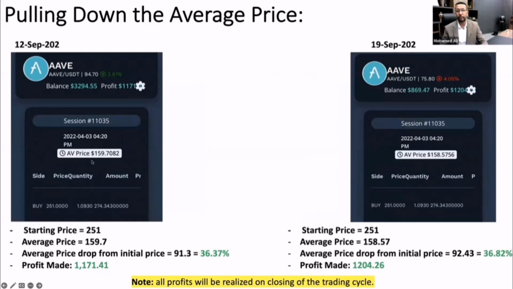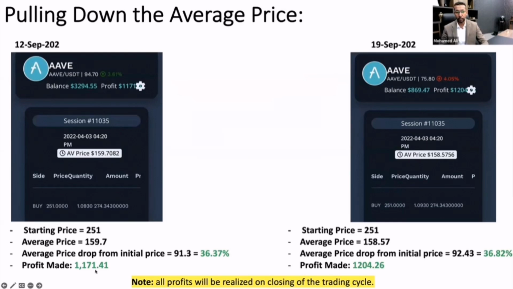The average price of the coin was 159.7. When we started trading this coin, the price of the coin was 251. Today, the price is as low as 75, which is a big drop in the market, but still Easybot is working the way it has been designed to: open new trades when the market goes down, buy and sell in small sizes and bring down the average price using 50% of the profit. And that is exactly what's happening.